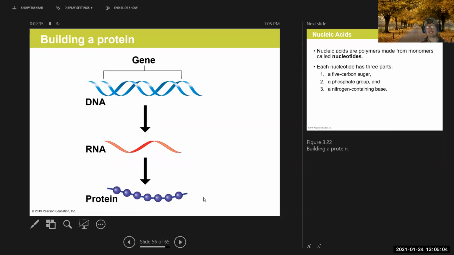So here we have a DNA molecule, which is part of a chromosome, and that one segment of the DNA molecule is going to make up the gene. The gene will be transcribed from DNA into RNA, and then that RNA will be translated into a protein. And we'll talk about transcription and translation in a future chapter. But for each of the DNA and RNA molecules, those are the polymers of the nucleic acids, and those polymers are made up of monomers called nucleotides.